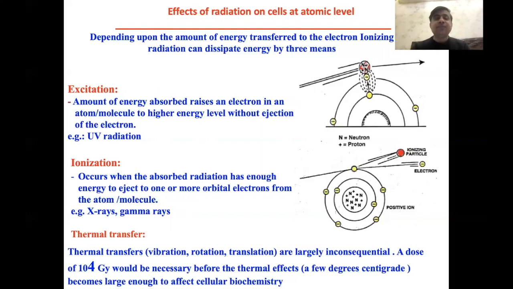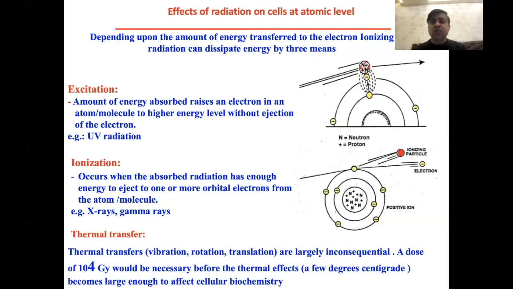The second means is ionization, which occurs when the absorbed radiation has enough energy to eject one or more orbital electrons from the atom or molecule. A typical example, as I told you, is X-rays and gamma rays. In this figure, we can see clearly that a photon of energy interacts with the orbital electron, and deposits energy to the electron. After overcoming the binding energy, this electron is ejected out, and therefore it leads to ionization.